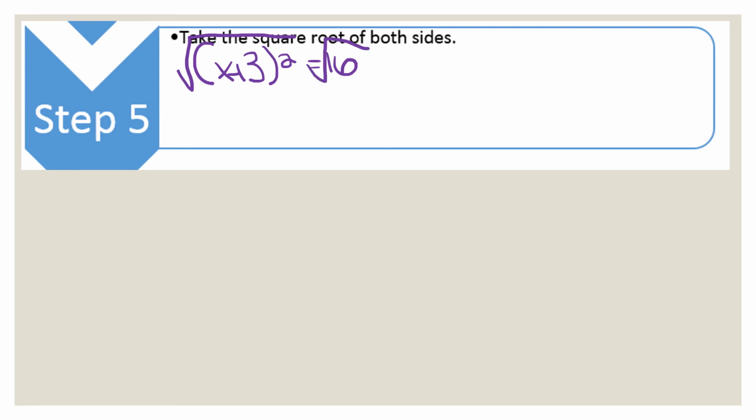The square root cancels the square, which leaves us with x plus 3. And what we do to one side, we do to the other. The square root of 16 is 4. And remember, we're going to write it as plus or minus 4.